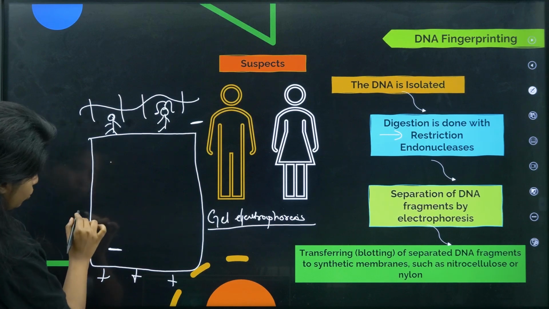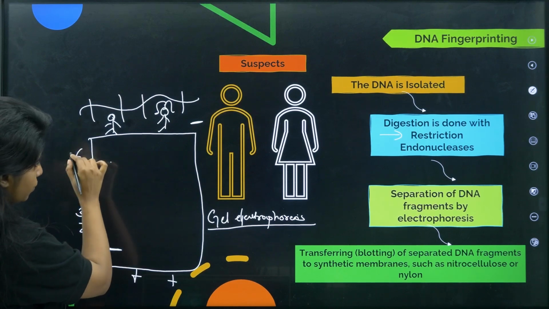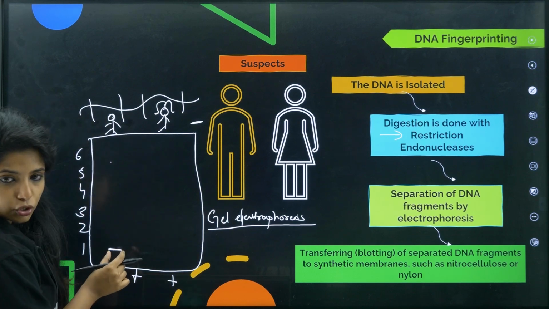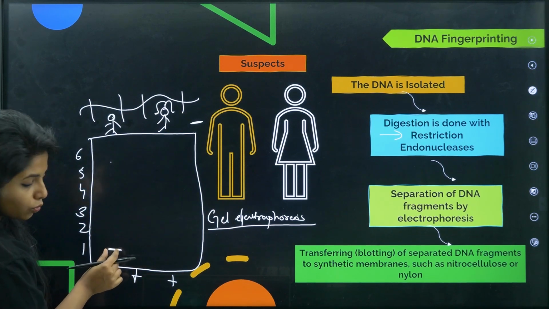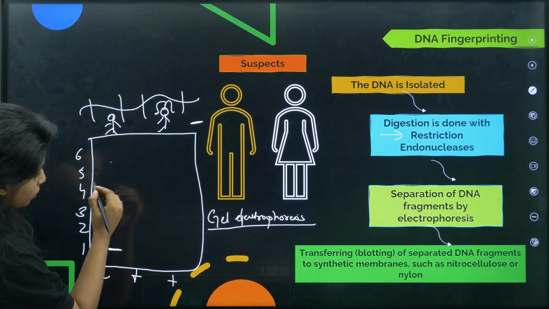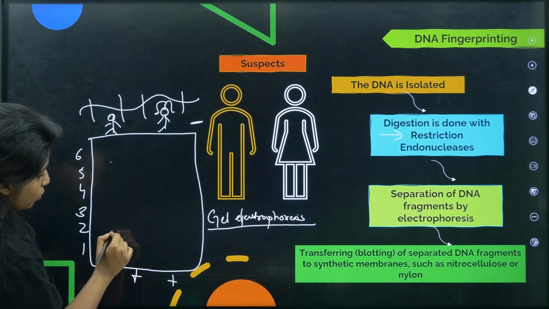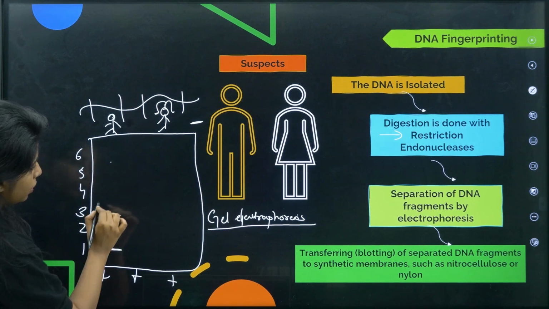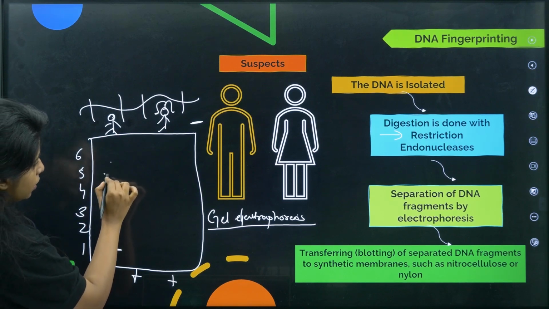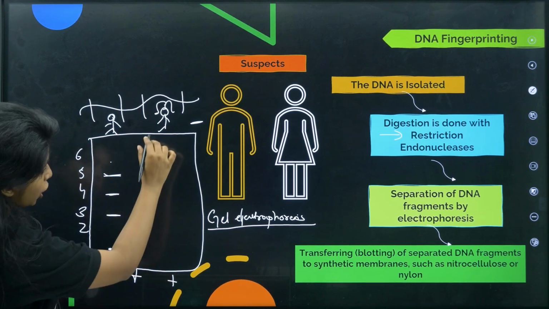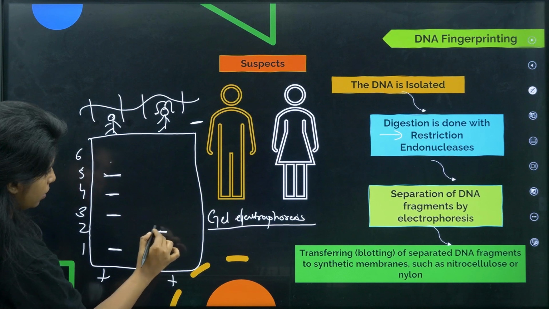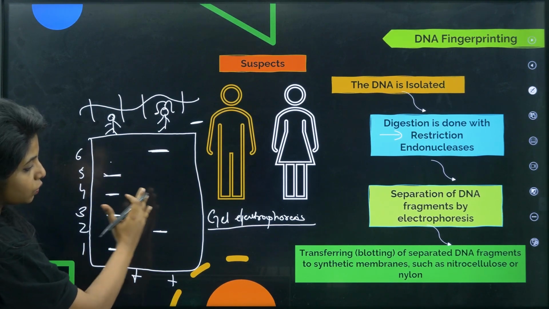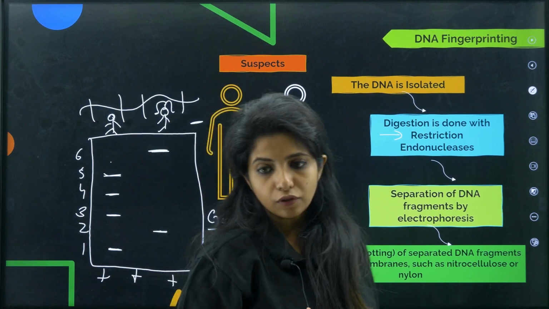This is 1, 2, 3, 4, 5, 6. We are seeing the number of repeats as well. So the DNA fragment which was small, which has just 1 repeat, is over here. The DNA fragment which had 2 repeats is over here. Suppose this guy has it over here, and then there are 3 repeats over here, then 4 over here, then 5 over here. Talking about the female, she has 2 repeats over here and then 6 repeats over here, and if you see, it's very unique for both of them.